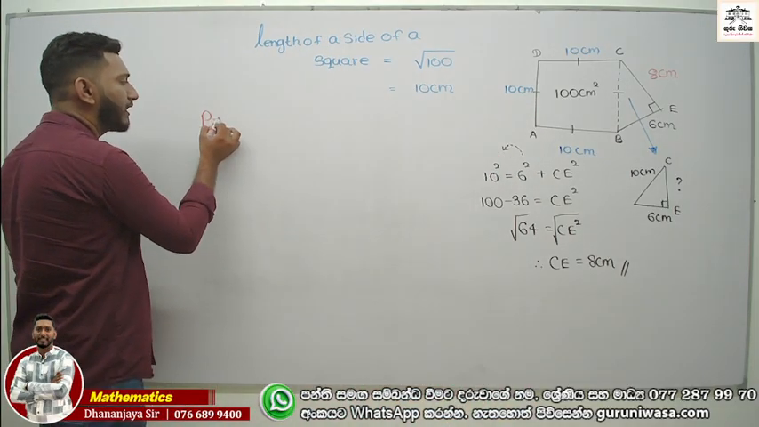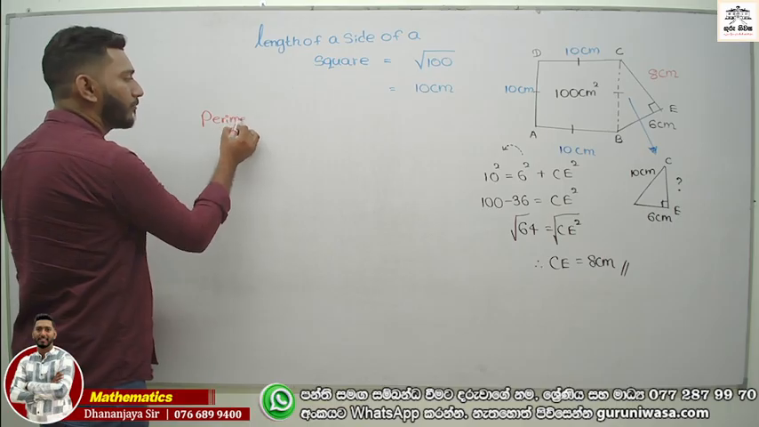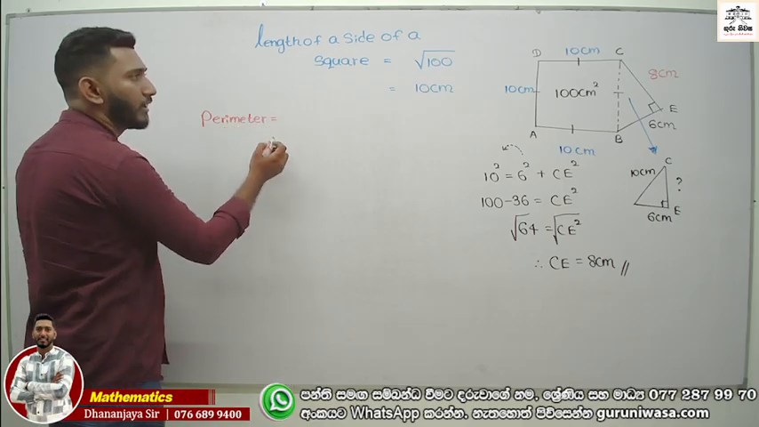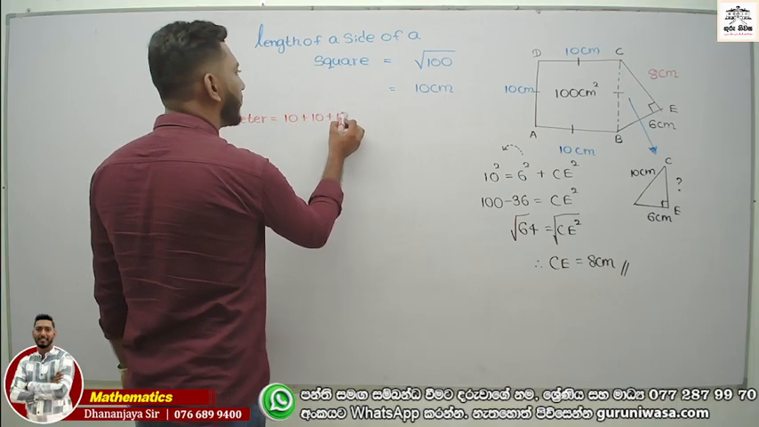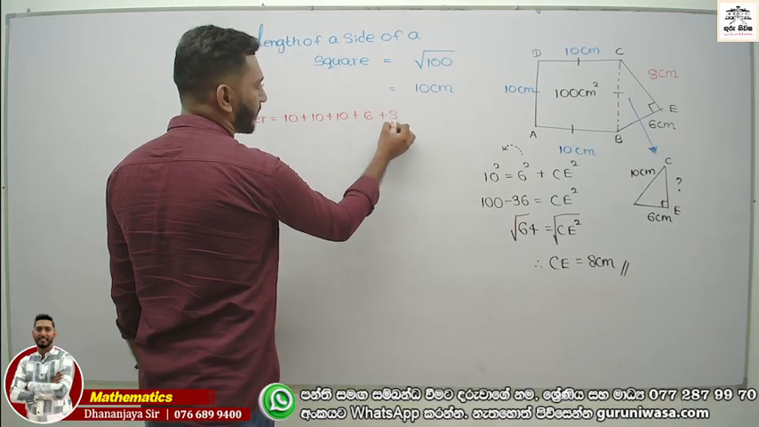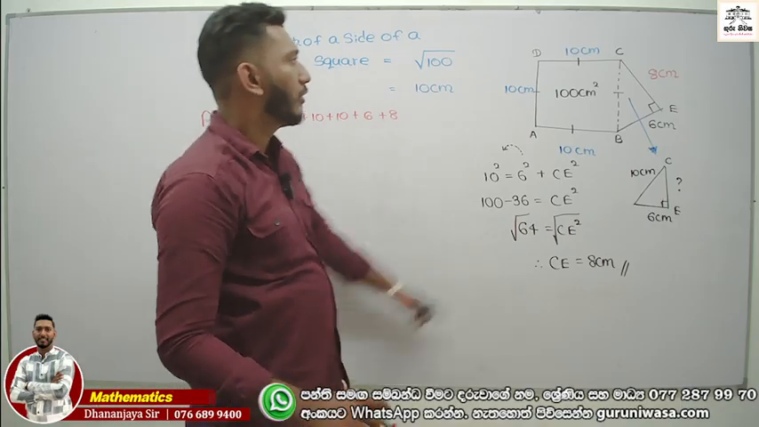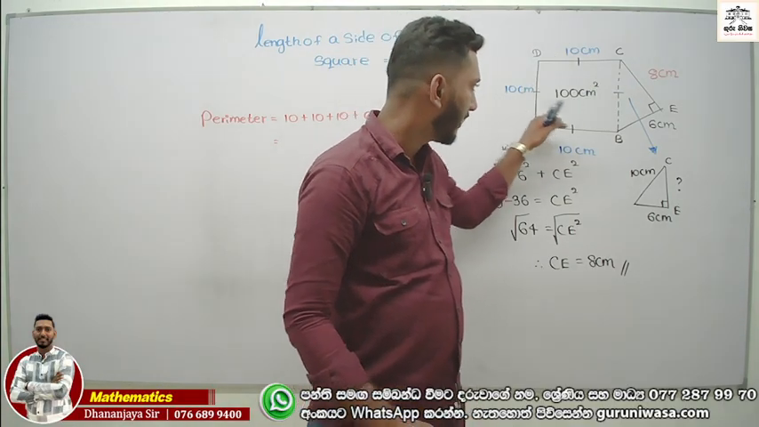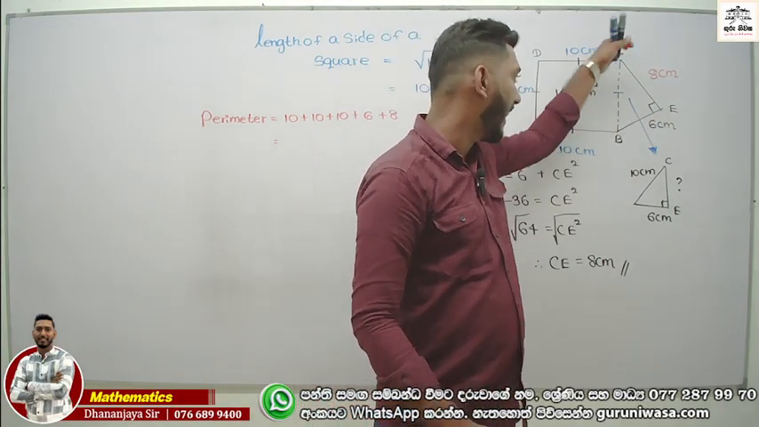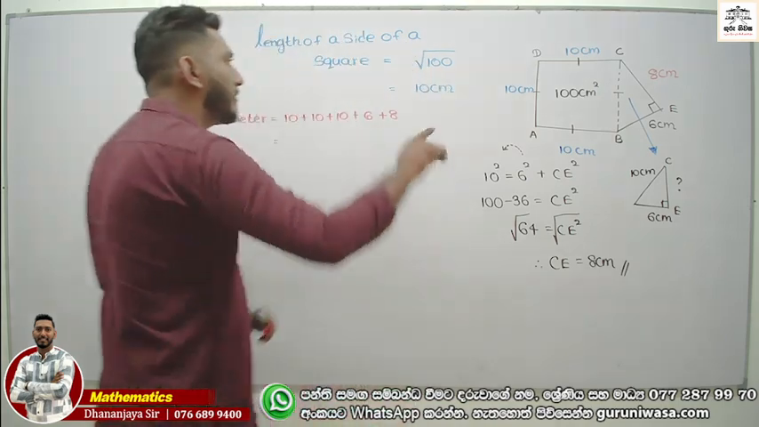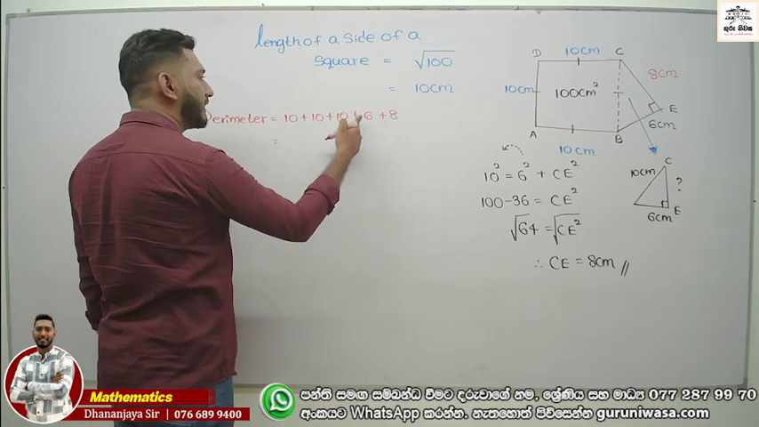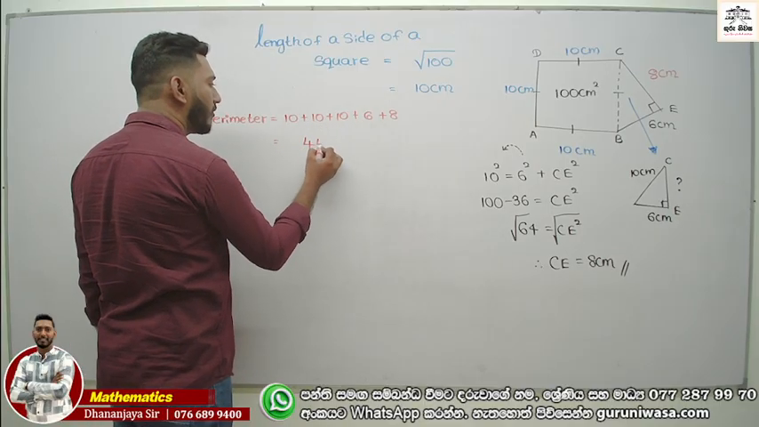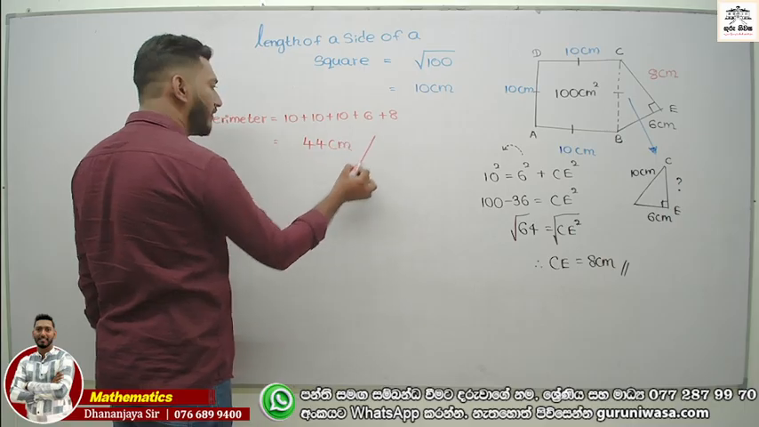Perimeter. 10 plus 10 plus 10 plus 6 plus 8. Right? 10 plus 10 plus 10 plus 6 plus 8. Don't add BC, because the perimeter is around that shape. Now 10, 20, 30, 36 and 44 centimeters. And this is the perimeter.